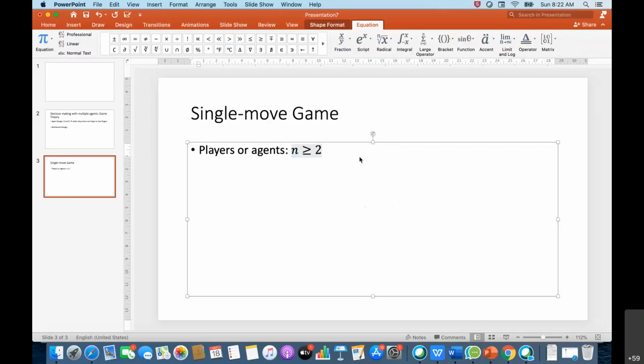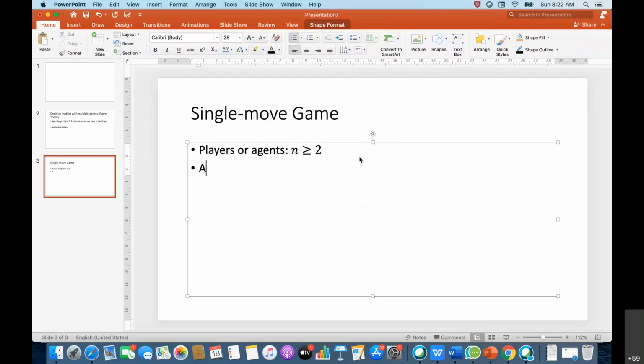And actions are what the players can choose. The action can be chosen by the player, given the number of options that are there. And the actions are to be chosen by the players.